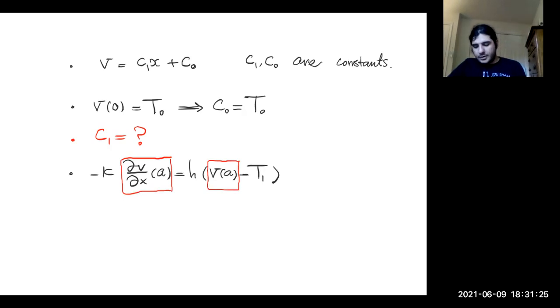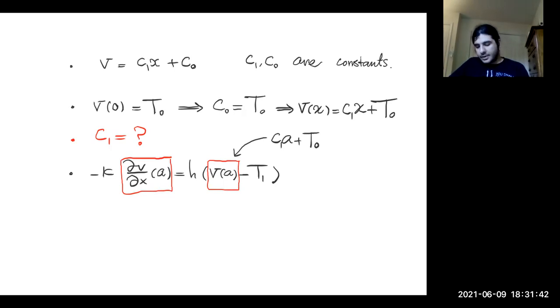So let me rewrite V. V of X is equal to C1X, which is unknown, plus C naught, which is equal to T naught, right? Therefore, V of A is equal to C1A plus T naught. What is the derivative of V with respect to X? Well, if I take the derivative of the equation I have there, I can see the derivative of V with respect to X is equal to the constant C1. Therefore, this other box here is equal to C1.